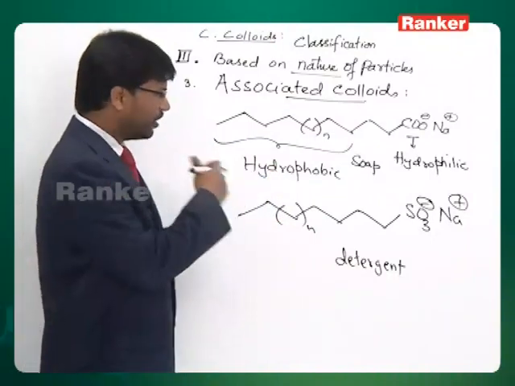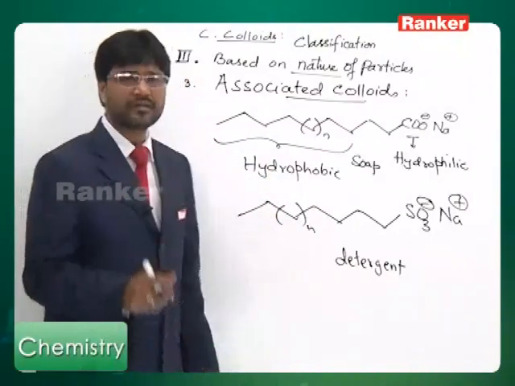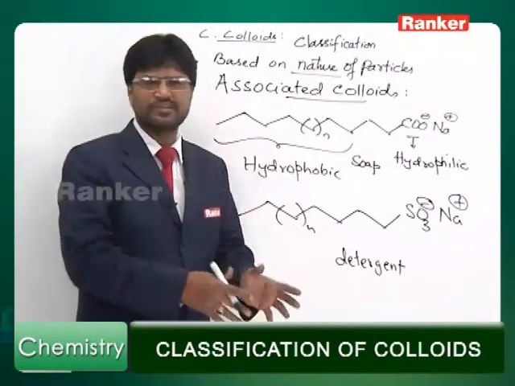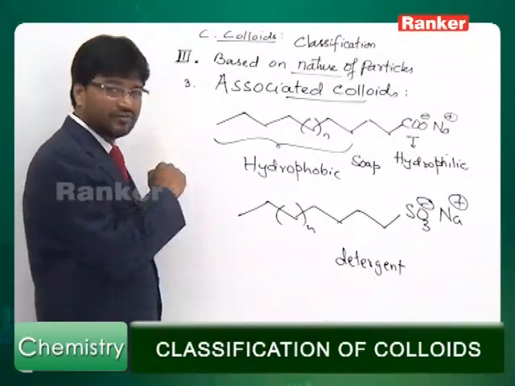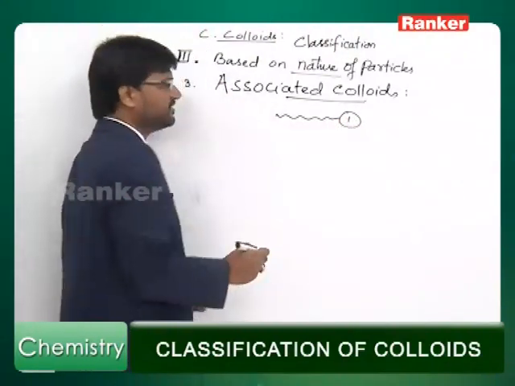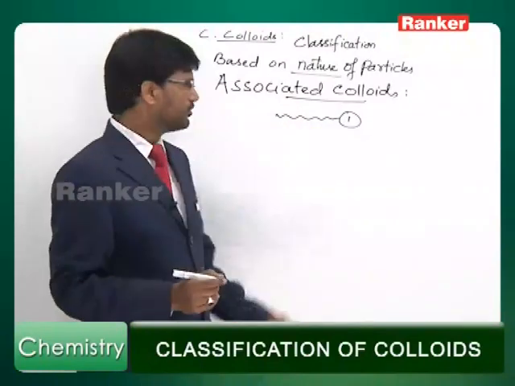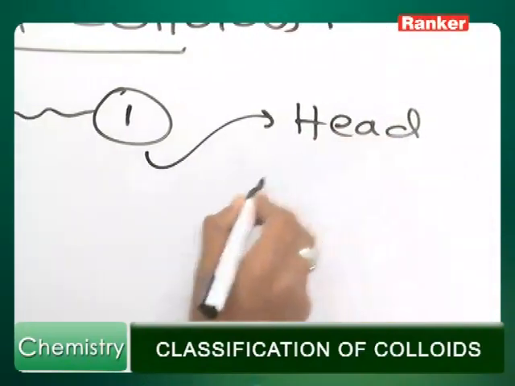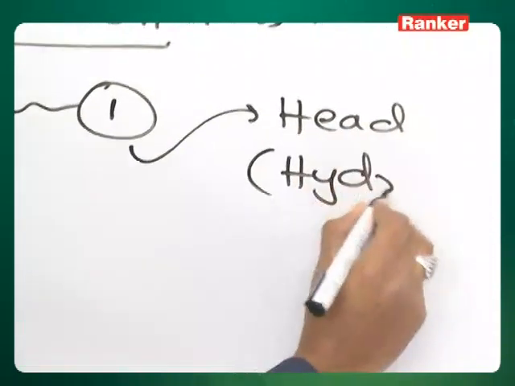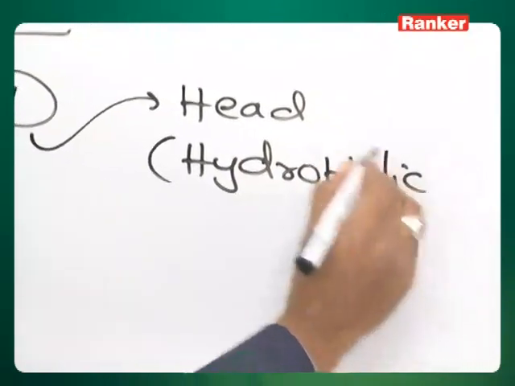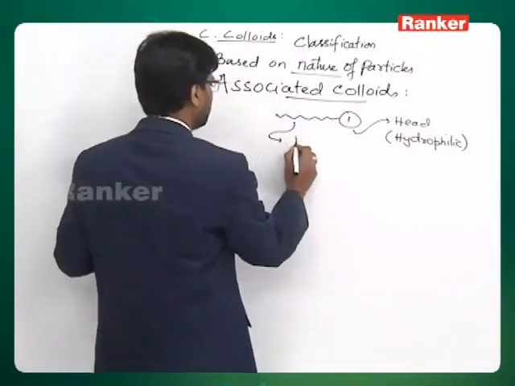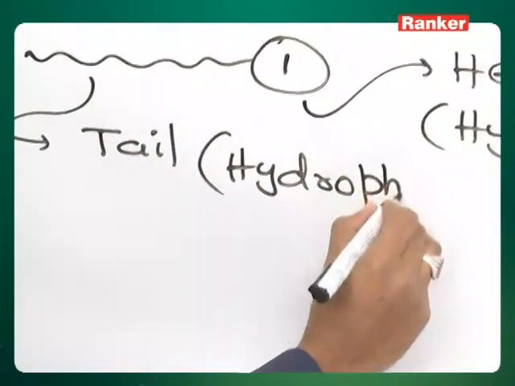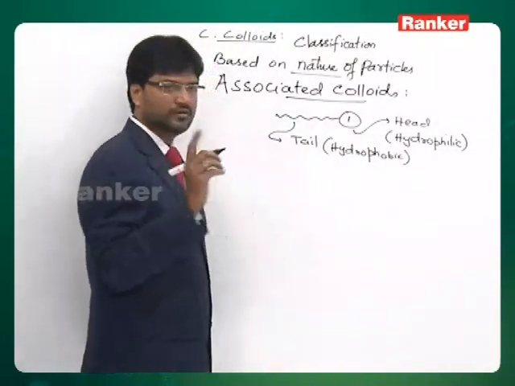I am going to show you how they get associated. Please remember, the molecule has two distinct ends. One end of the molecule is hydrophobic, the other end is hydrophilic. Let's see how they associate. So this is the depiction of a soap or detergent molecule. It has this, I call it the head of the molecule. It is hydrophilic, isn't it? The charge on it makes it hydrophilic. This part is the tail part, and the tail part is hydrophobic, wants to stay out of water.